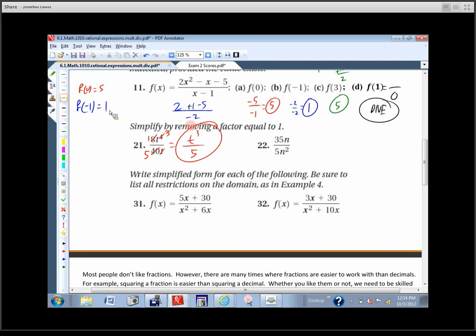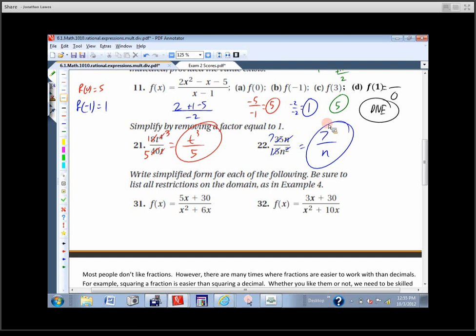So let's take a look at the next one. I've got a 35 on the top and a 5 on the bottom. 5 goes in here once. 5 goes in here 7 times. I've got an n on the top and 2 of them on the bottom. That means one of them is going to cancel. So on the top, I've got a 7, and on the bottom, I've got an n. I'm done.